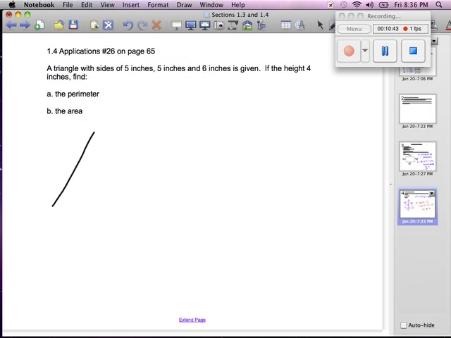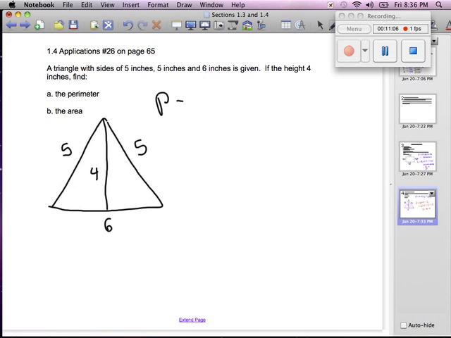Okay, let's start. Your book has a picture like this that has all of this information labeled. Now, the problem is we have more numbers than we need. Remember, perimeter is the length around the outside of a shape. So we just need the 5 and the 5 and the 6. Equals 16 what? Inches. Not bananas.